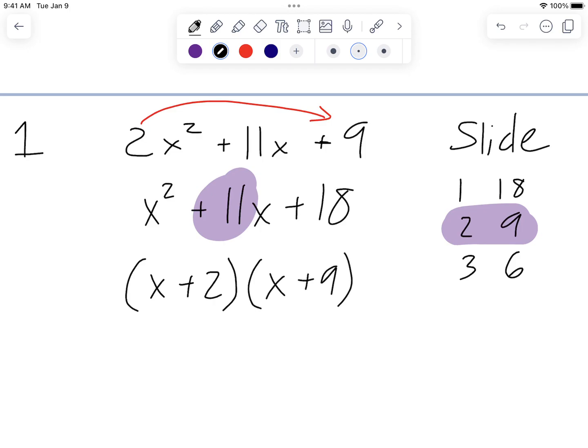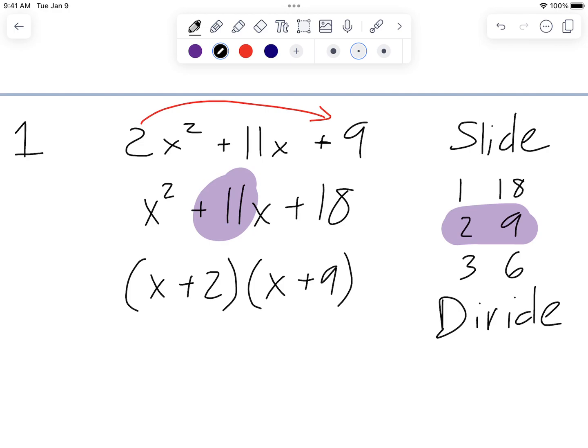All right, so we aren't done yet because if we FOIL it back out, if we undo the factoring by multiplying them, we get back to this equation, but we really want something that gets back to this equation. The last step here is called the divide step. So we call it slide and divide. We did the slide, here's how we do the divide.